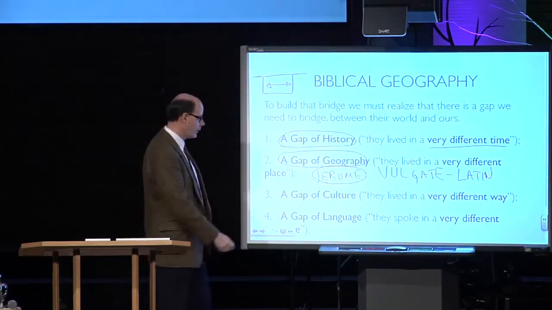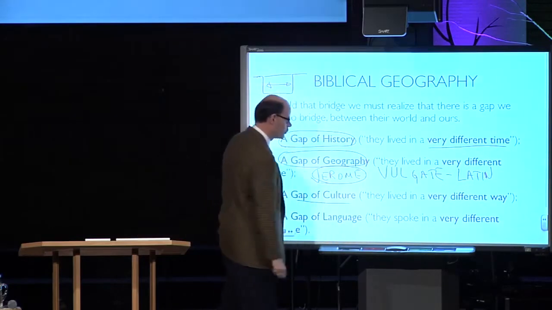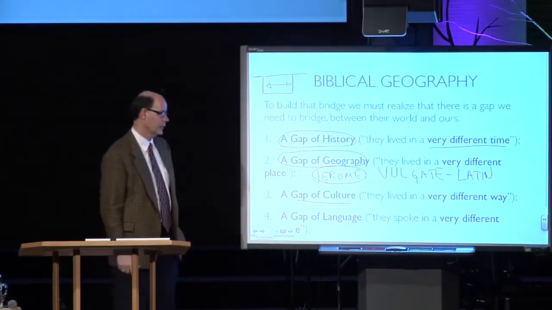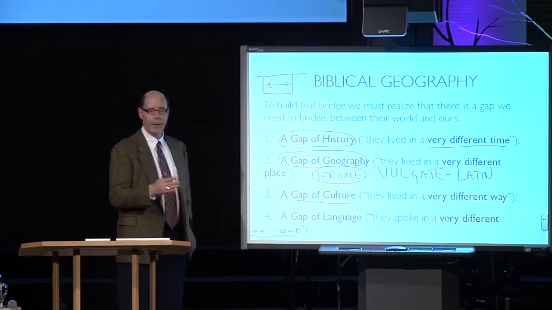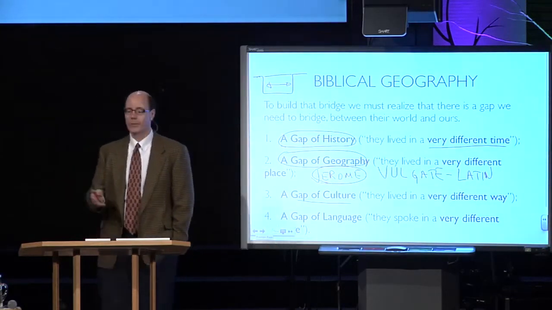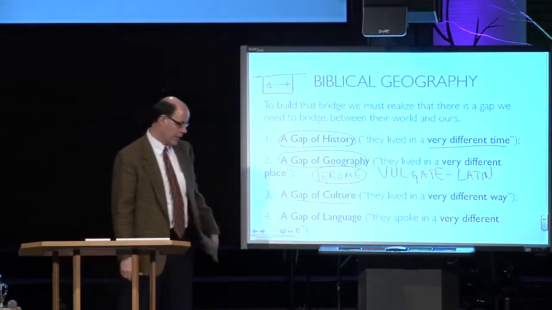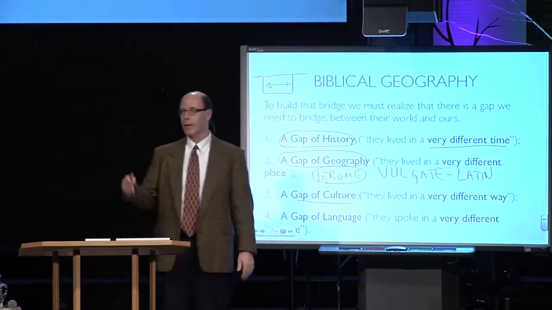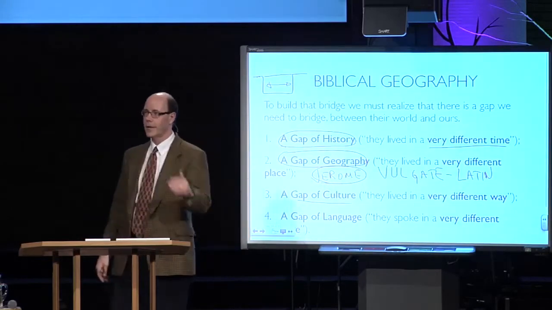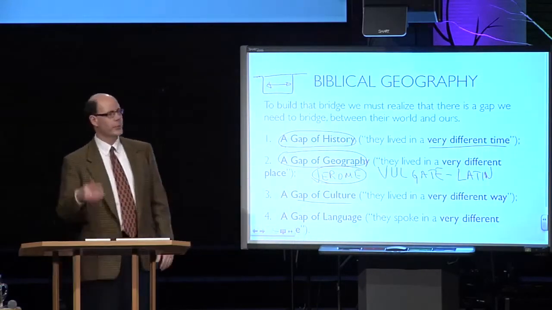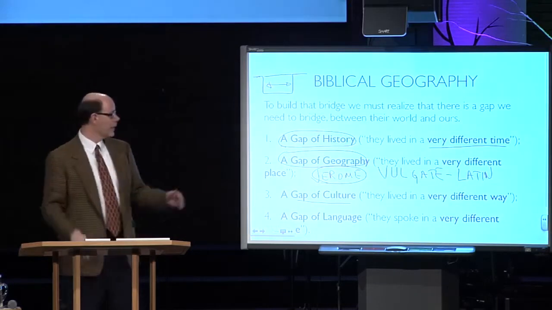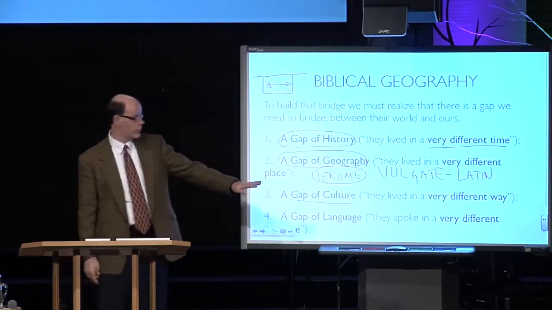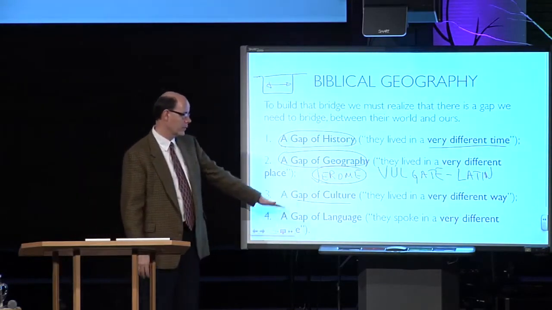The third gap that has to be bridged is the gap of culture. They lived in a very different way than we do. I remember a few Christmases ago, I told you, if you read the Christmas story, it says that Joseph was minded to privily put away his wife because he was betrothed to her, but he had not yet known her. And it's wife and betrothed and what? And they lived in a very different way. Their culture was very different than ours.